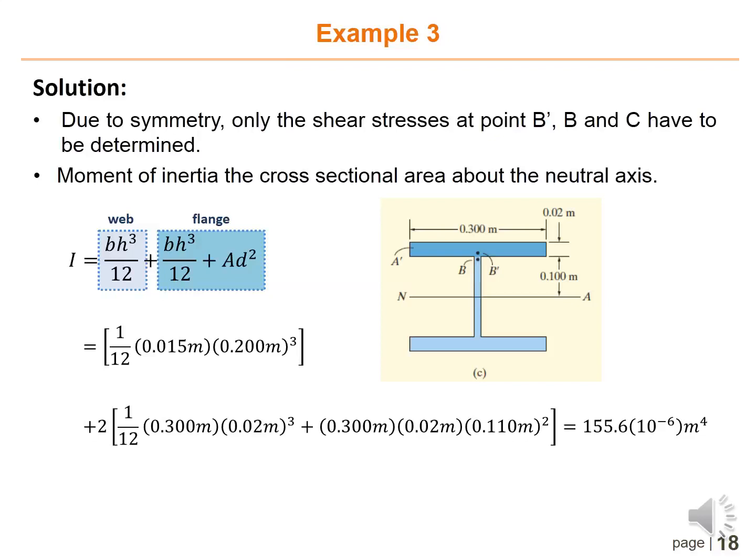This is the solution. Because this I-beam is symmetric, you only need to determine the shear stress at points B prime, B and C. Point B and B prime are actually at the same point, but B prime is for the shaded area, which is the flange, and B is for the web. C is at the neutral axis.